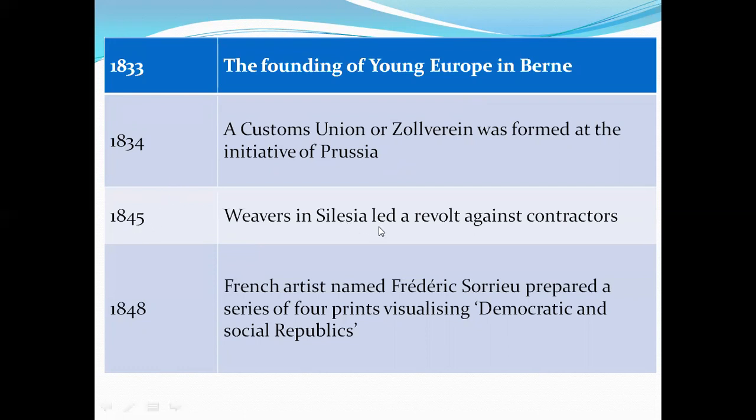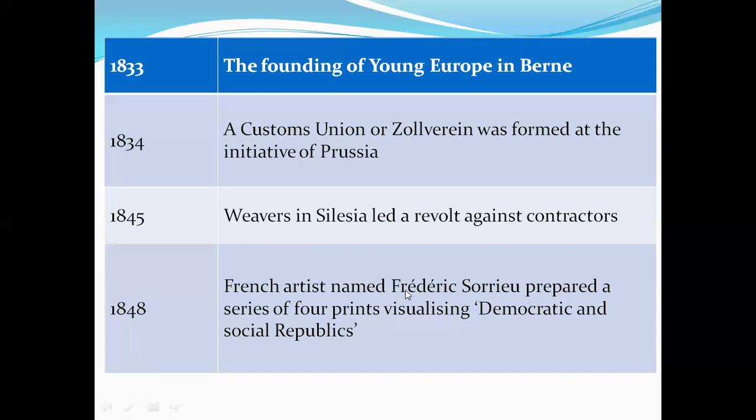1845, weavers in Silesia led a revolt against the contractor. We have studied this one, how weavers went to the home of the contractor, and how they went against him. The contractor was exploiting the situation of the weavers. That is why these weavers revolted against the contractor.